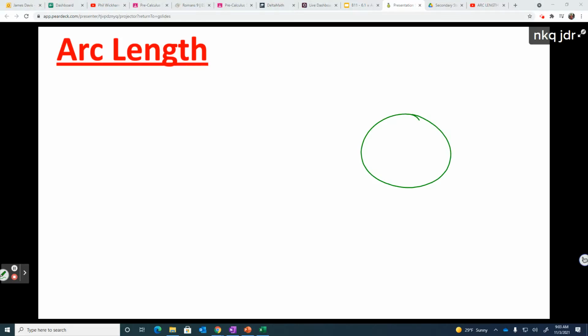Anybody know what arc length is? Okay, what's an arc? You think of an arc like a curved line, right? It's like the shape of a boat. Noah's ark is ARK, this is ARC. So this is an arc. An arc is basically this distance from here along here, this curved distance here. That is an arc.